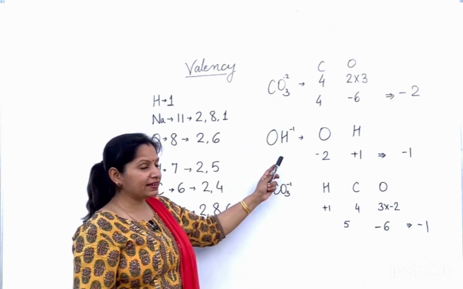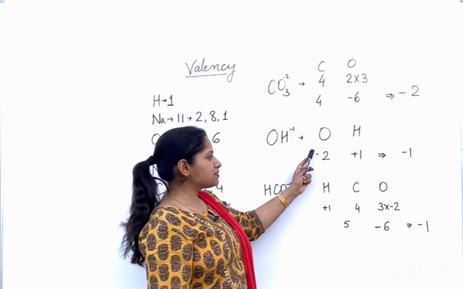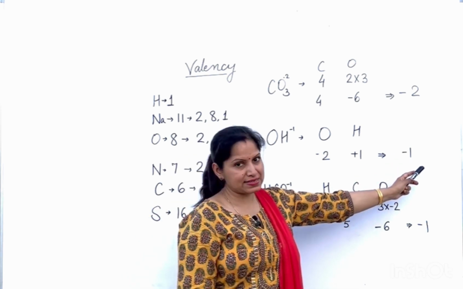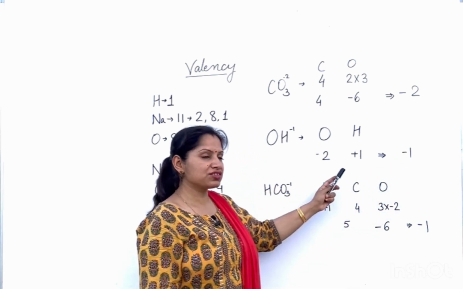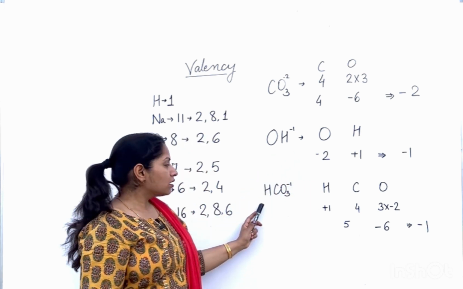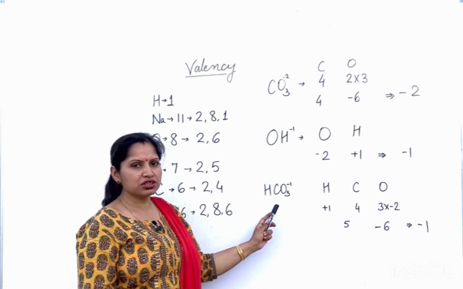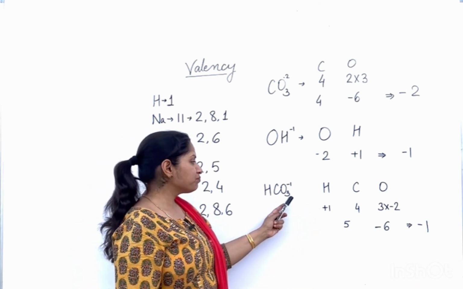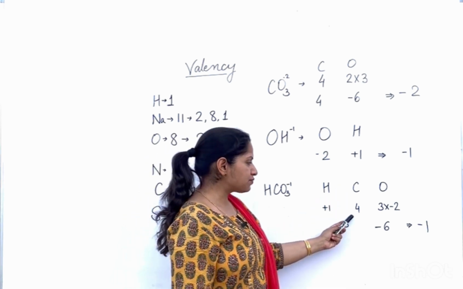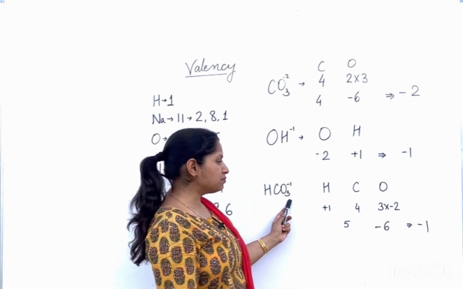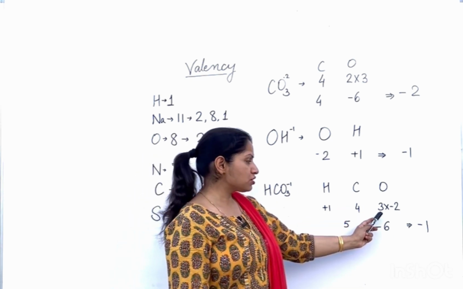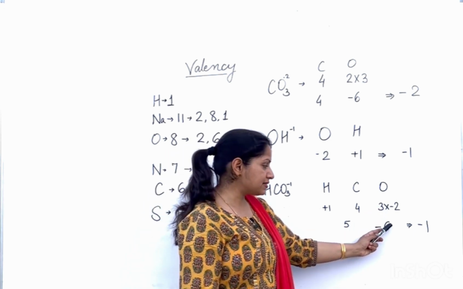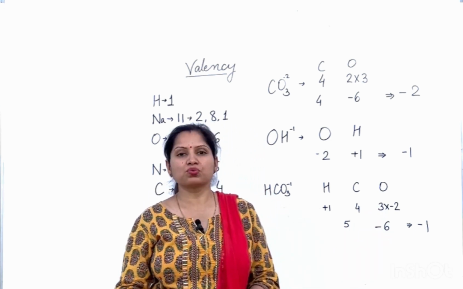For hydroxide ions, OH minus, oxygen is minus 2, hydrogen is plus 1. So the net effect will be minus 1 and that is why the hydroxide ion has a charge of minus 1. Bicarbonate ions or hydrogen carbonate ions, it's HCO3 minus 1. Why is it so? H is plus 1, carbon is 4 and oxygen, one atom is minus 2, but there are 3 atoms, so it's 3 into minus 2. So it will make a total of plus 5 and minus 6. That will make a total of minus 1.